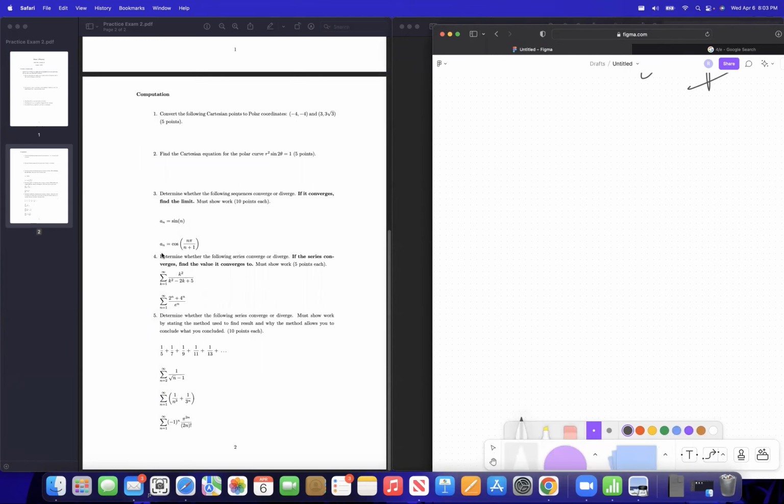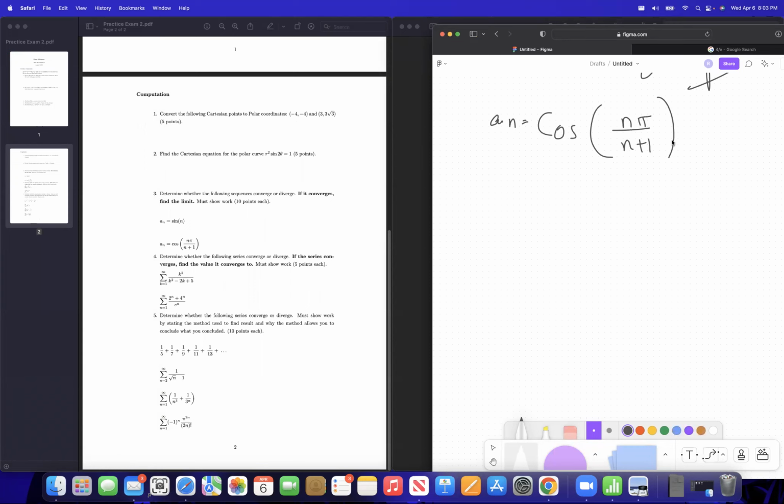If it converges, find the limit. So basically, you have a sequence here. Now, this is not a series. We're not talking about series anymore. We're talking about something like cosine of n pi over n plus 1.